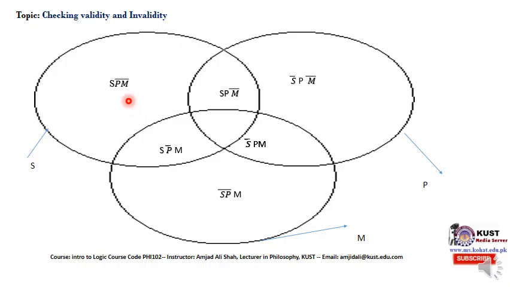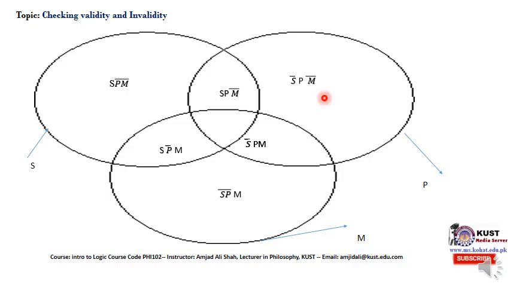SP̄M̄, why do we put a bar on these two? Because this is a class of S, but here there is no member of the class of P, because all the members of the class of P are inside this circle, and all the members of the class of M are inside this circle. So it's S. We don't put a bar on S because it is a class of S, but we put a bar on P and M as well, because there are no members of the class of P and M.